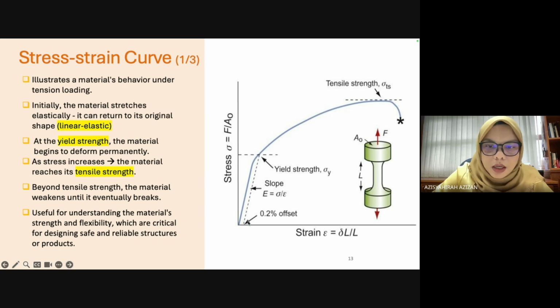Why do we need this line? Because we want to measure the yield strength of the materials. Sometimes the material does not have a clear yield point, so we set a 0.2% offset from the origin. It is a method of drawing a line parallel to the elastic region, and it will intersect the curve, so that we can obtain the yield strength.